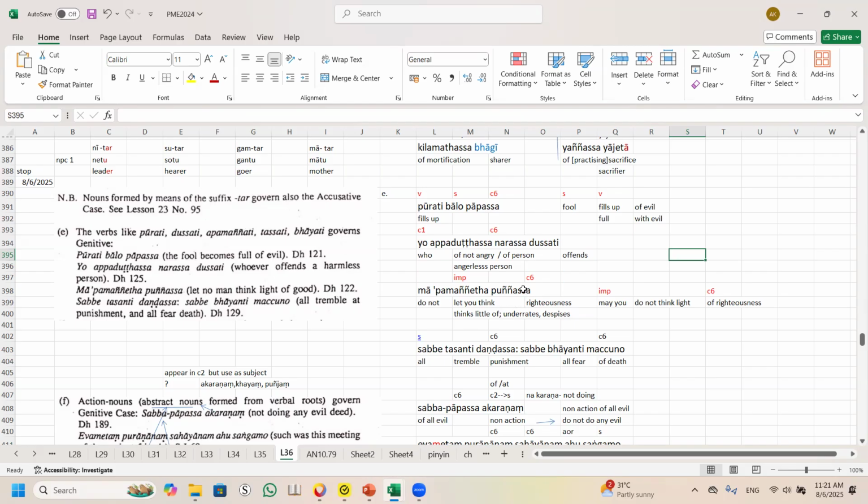So the word puñña, puñña is righteous, that means doing the right thing. When you translate, this one has to combine with this. In this case, we rather don't use the word let, we use may. So may you plus this one. Don't think. Okay, don't think, because the word here is think. You don't think. Okay. So don't think. This word is not there.